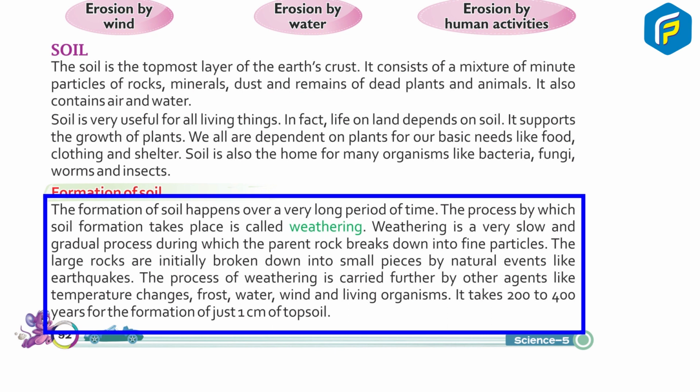The large rocks are initially broken down into small pieces by natural events like earthquakes. The process of weathering is carried further by other agents like temperature changes, frost, water, wind, and living organisms. It takes 200 to 400 years for the formation of just 1 centimeter of topsoil.